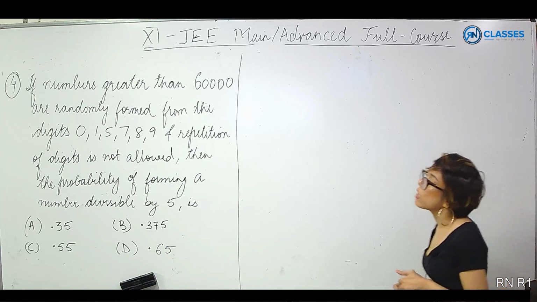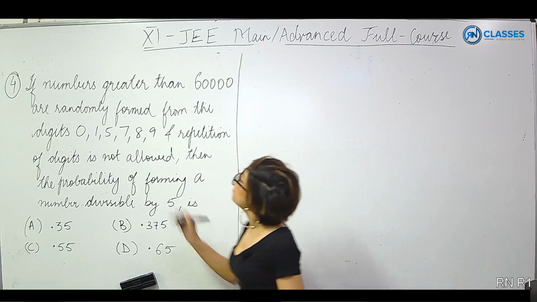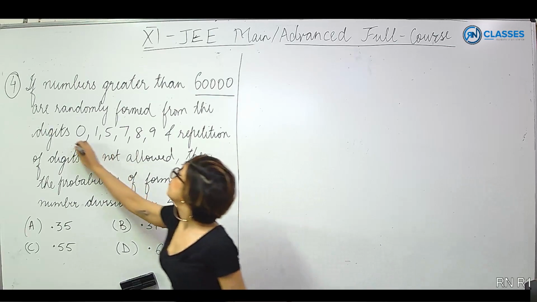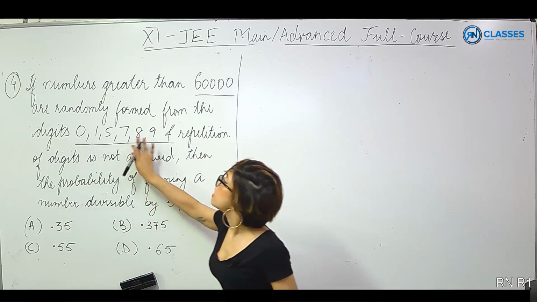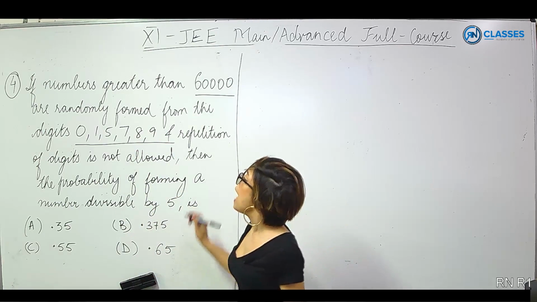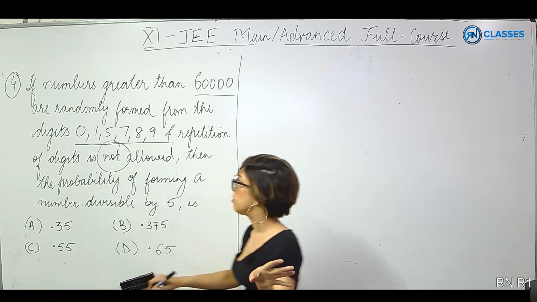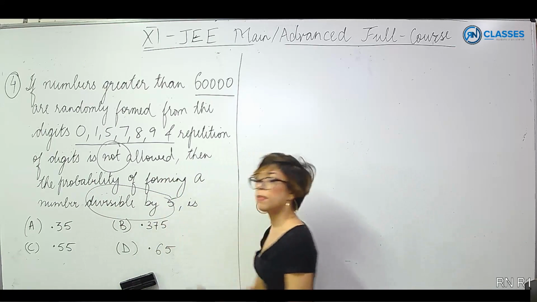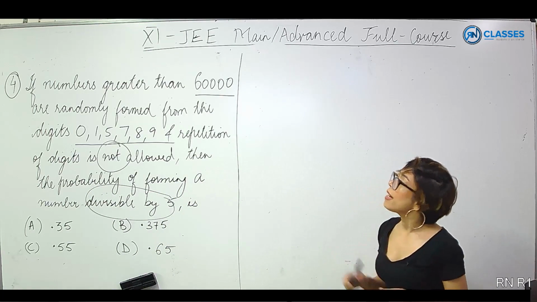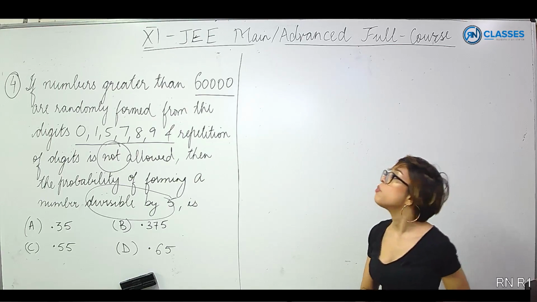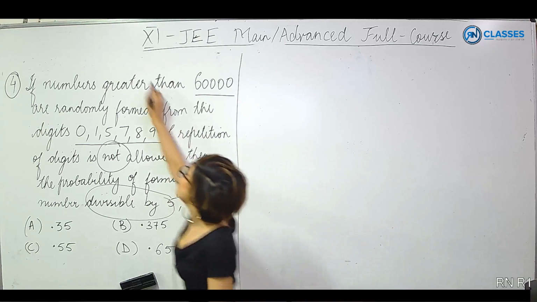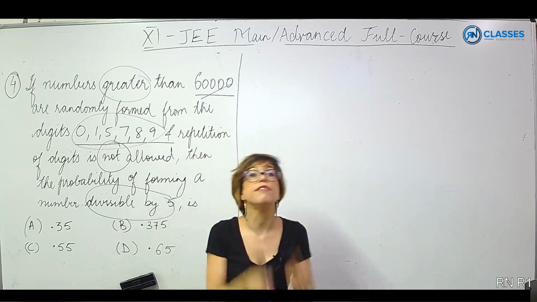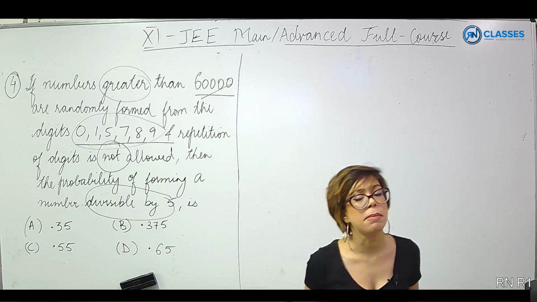Alright. On to the next one. Now, he says if numbers greater than 60,000 are randomly formed from the digits 0, 1, 5, 7, 8, 9, basically 6 digits, and repetition of digits is not allowed, then the probability of forming a number divisible by 5 is. First of all, you need to understand the experiment over here. Now, he says you need to consider those numbers which are greater than 60,000 and formed from these digits, and repetition of digits should not be allowed. That is my experiment.